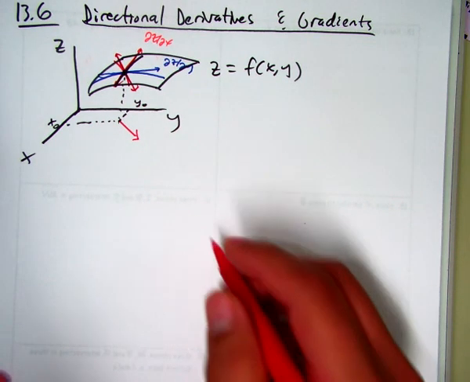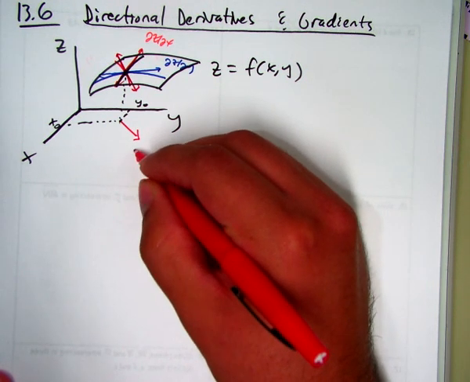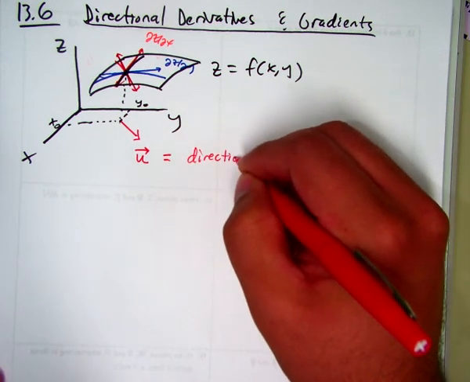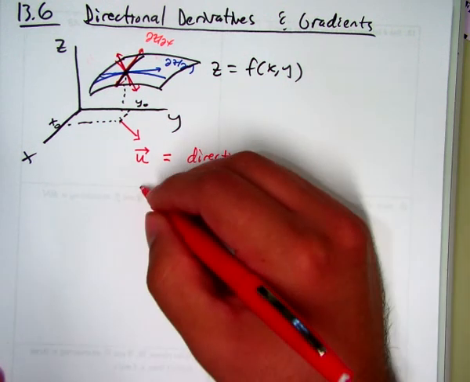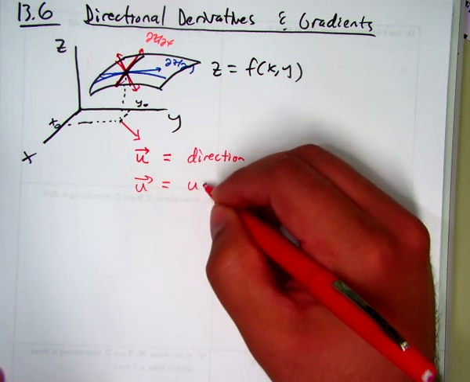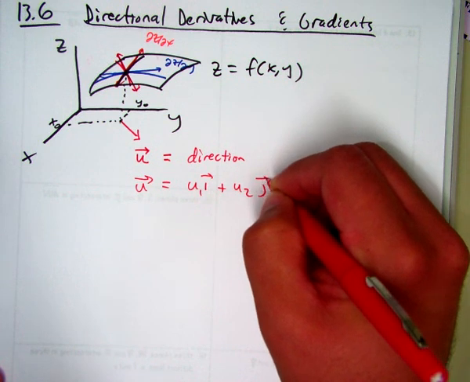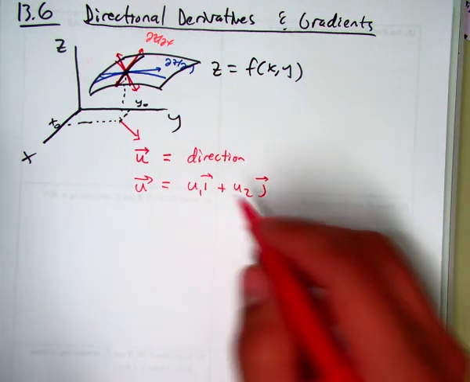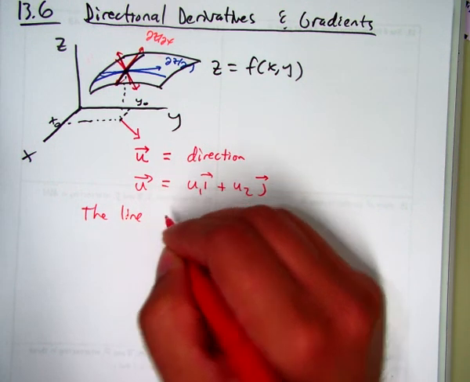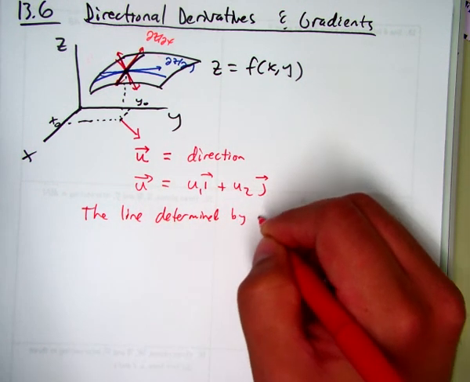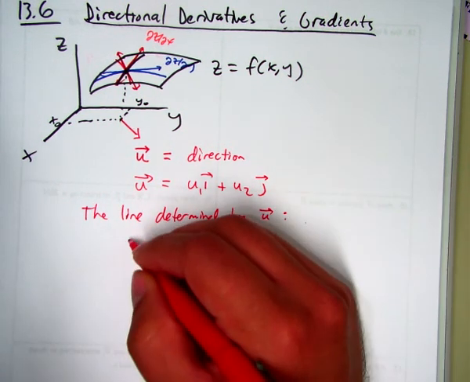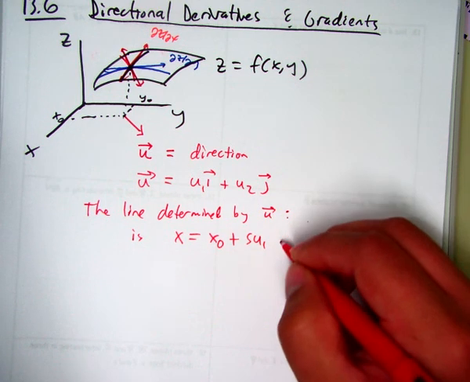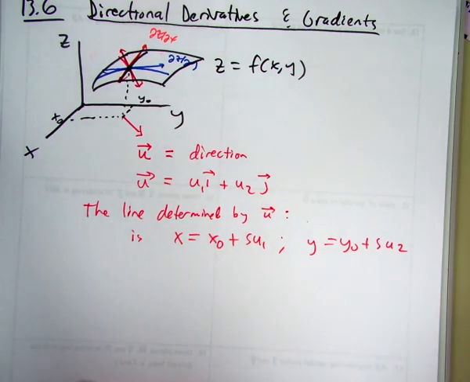So now, to do that, what we'll do is we'll use a vector, particularly a unit vector, to describe the direction that we're going to look at. Okay, so u is going to be the direction, and since it's a unit vector, it'll be u1 i plus u2 j. And now the line determined by u can always be found by using the arc length parameterization. This is from a while back. You just do x equals x naught plus s u1, and then y equals y naught plus s u2, if this is the parametric equation.